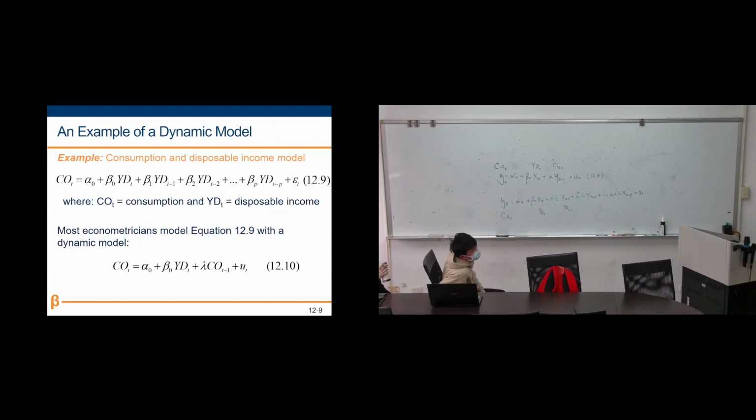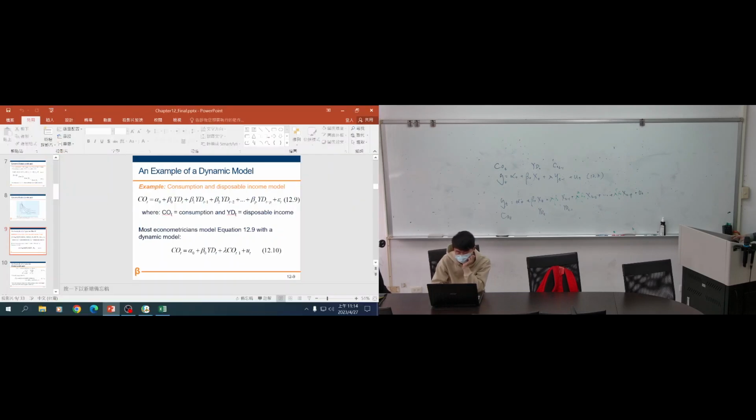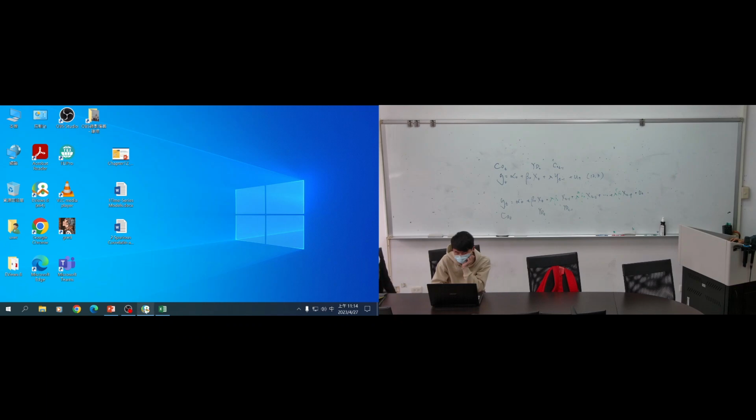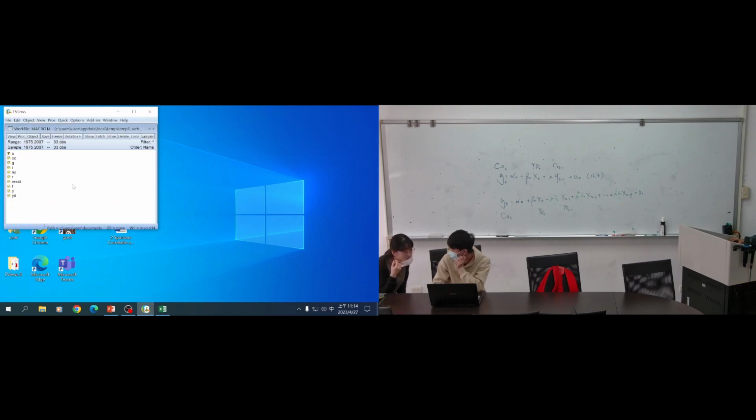So I'm going to use eViews. You can use Python if you like, and I'll show how to do it using eViews. So this is eViews, and I'm going to run using CO as a Y and YD as an X. First of all, I'm running 12.3. Then I run 12.9.